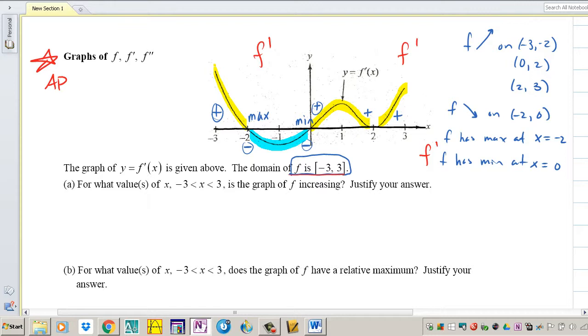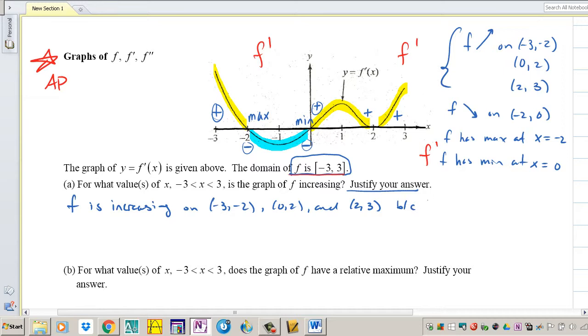Okay, so before I go any further, let's go ahead and just do problems A and B, and let's see what we can deduce from those problems. So for what x values from -3 to 3 is the graph increasing? Justify your answer. Well, we already answered that. F is increasing on those 3 intervals. So we're going to write a sentence. F is increasing on -3 to -2, 0 to 2, and 2 to 3.